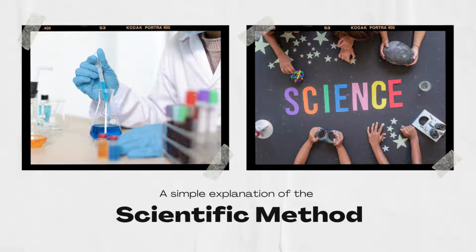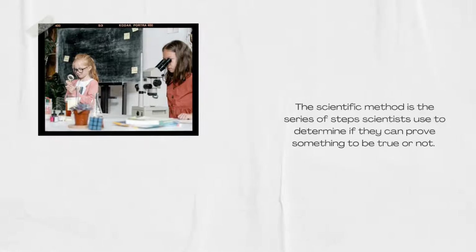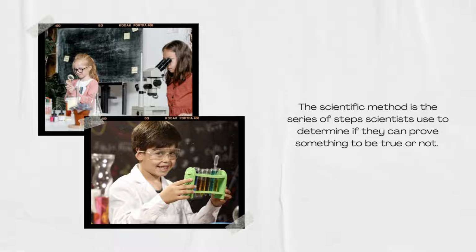A simple explanation of the scientific method. The scientific method is the series of steps scientists use to determine if they can prove something to be true or not.